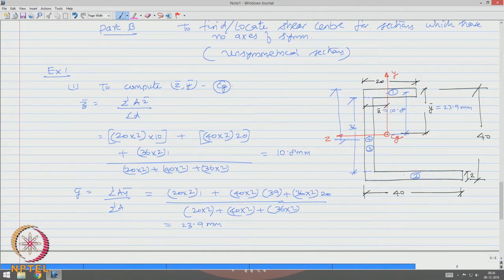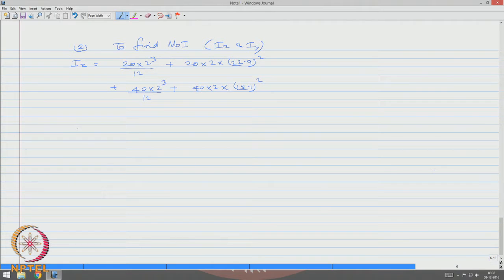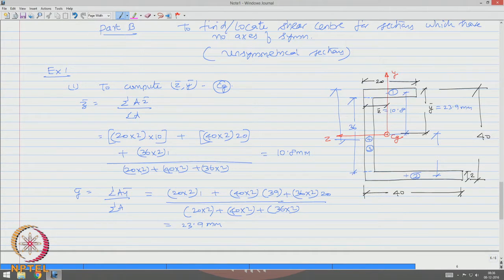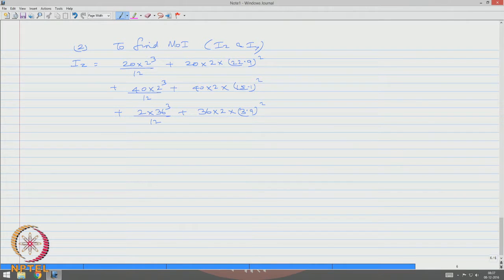So, this distance will be 15.1. It is actually 39 minus 23.9, that is what you get, 15.1 square plus 2 into 36 cube by 12, that is for part 3, plus 36 into 2 into 3.9 square, because this CG will be from here, 18 plus 2, 20, this 23.9, therefore 3.9 square, which amounts to 4.82 10 power 4 mm 4.